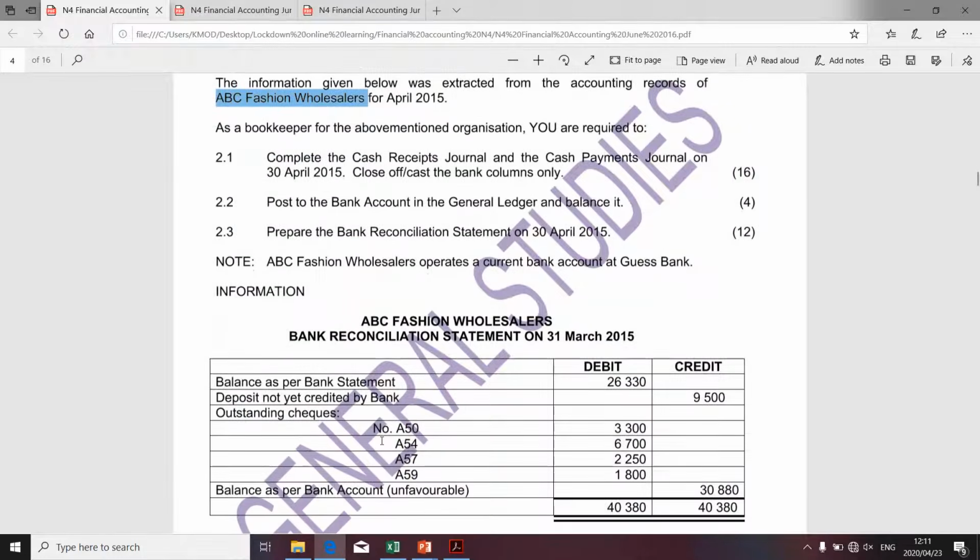Let's quickly go through the given information for the preparation of the cash receipt journal. Candidates were provided with a bank reconciliation statement on 31 March 2015. Remember, this will be considered to be a bank reconciliation statement for the previous month. The current month is 30 April 2015. Therefore, the 31 March 2015 bank reconciliation is referred to as the previous month.